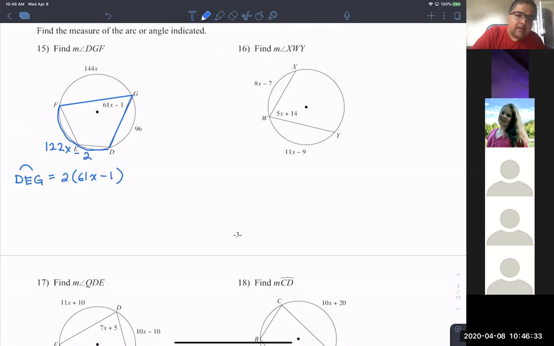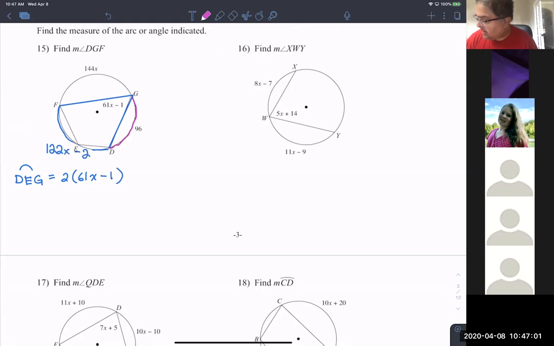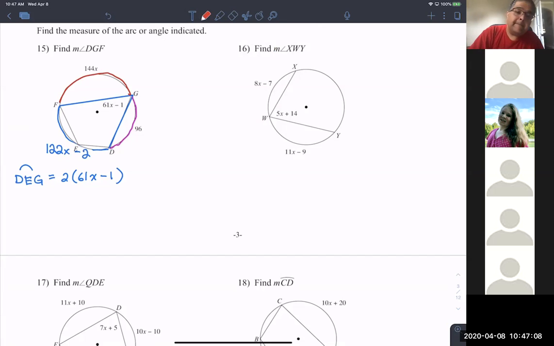Well, if you're only finding that one arc, you don't need the other ones, do you? Well, you don't need it, but you need to be able to write an equation so you can solve for x. And there is an equation that I can write. Now that I know this arc is 122x minus 2, and I know this portion of the circle is 96, and I know this portion is 144x, what is the expression that I can write?